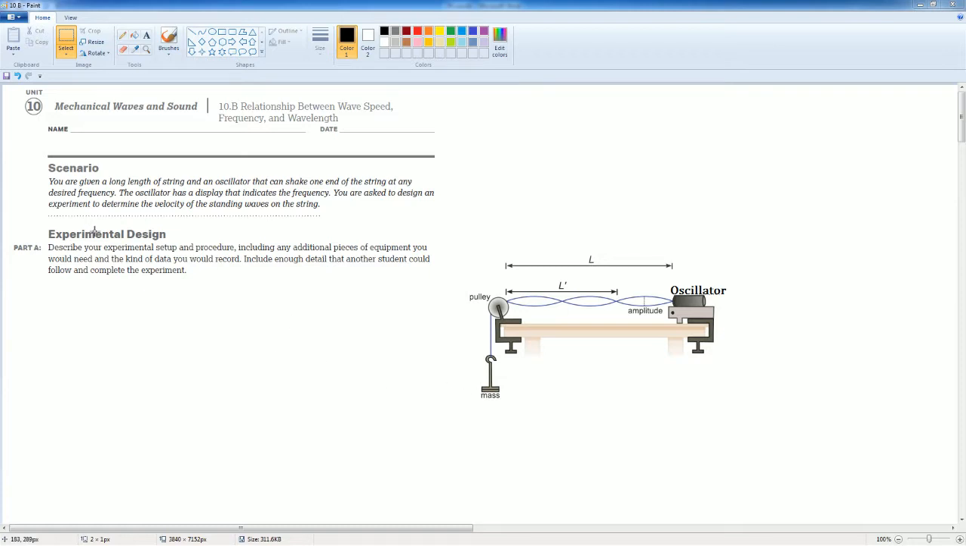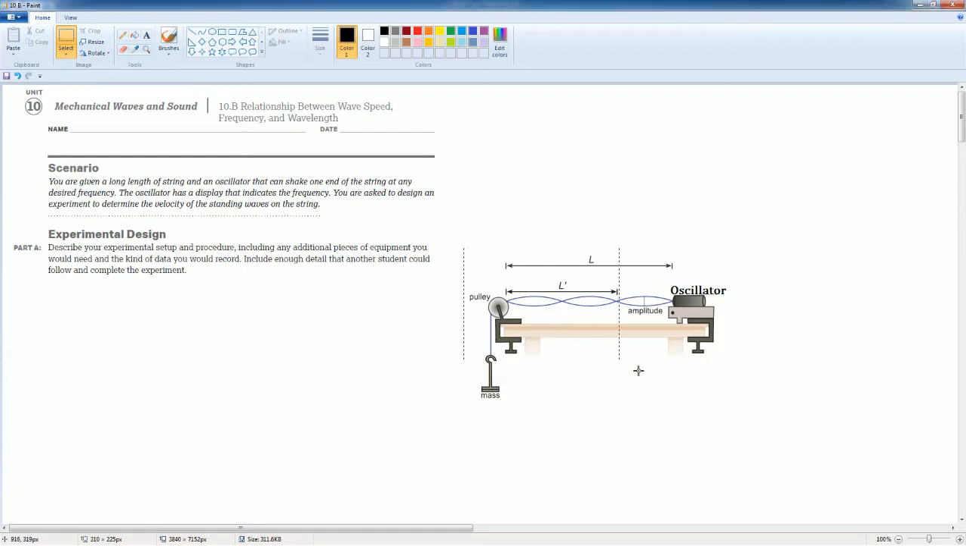Here's the scenario. You are given a long length of string and an oscillator that can shake one end of the string at any desired frequency. The oscillator has a display that indicates the frequency. You are asked to design an experiment to determine the velocity of the standing wave on the string. Part A just asks you to write the setup and the procedure.